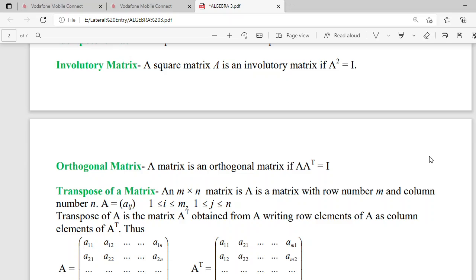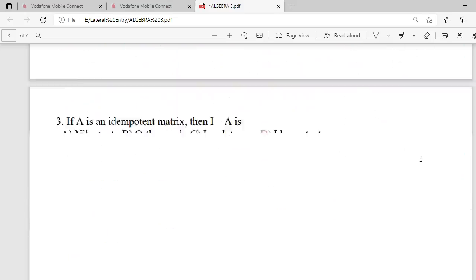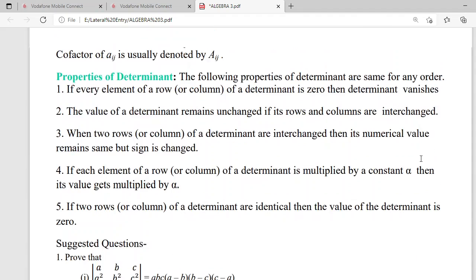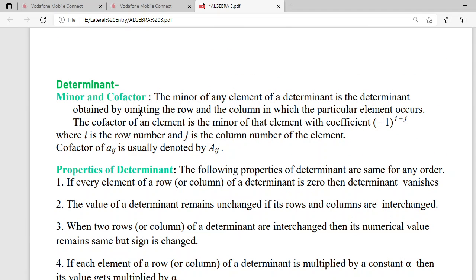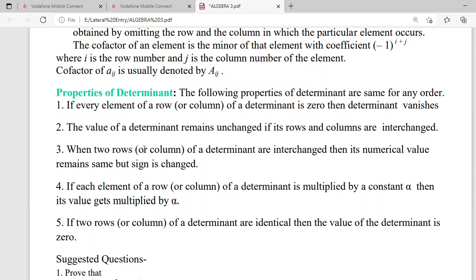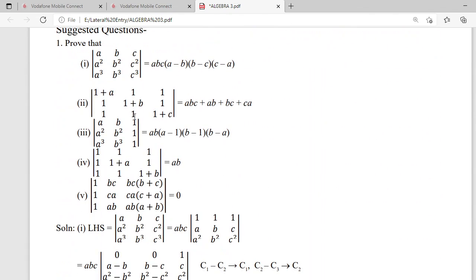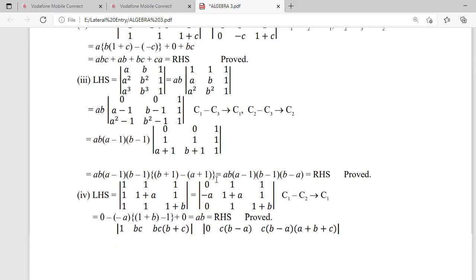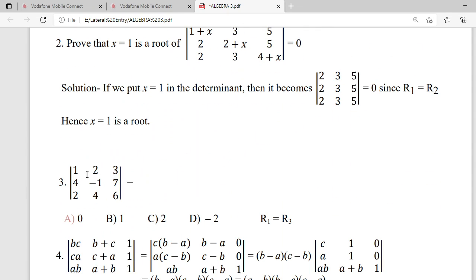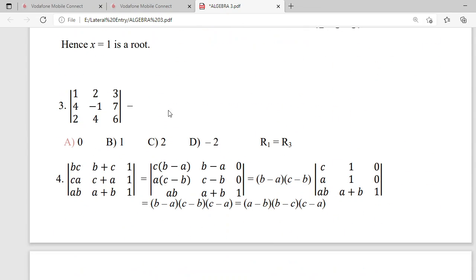So this is matrix, and determinant is very simple. You can review these things from any algebra book. You have studied these things in first semester. So these are the properties, and with the help of the properties I am doing these problems, and these are the questions. This one is the determinant 1 2 3, 4 minus 1 7, 2 4 0. Its value they needed.